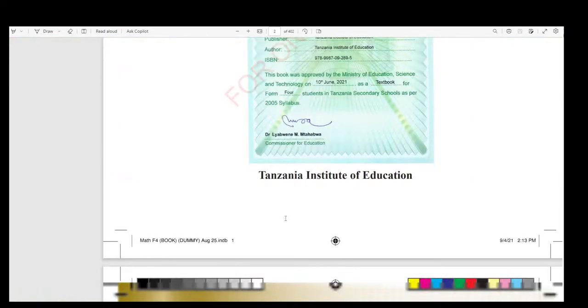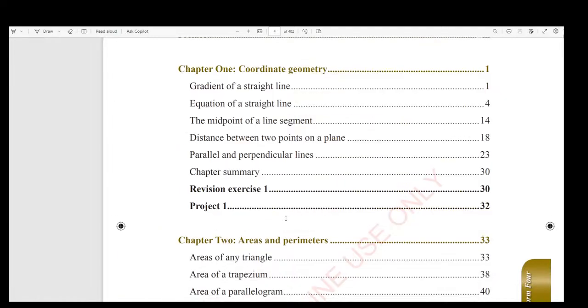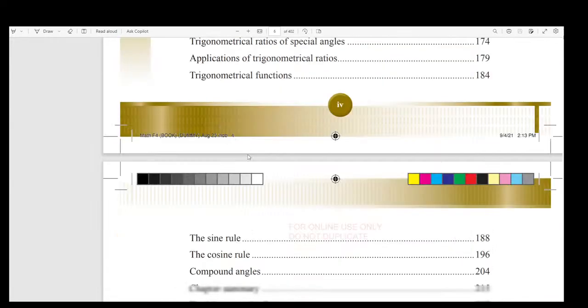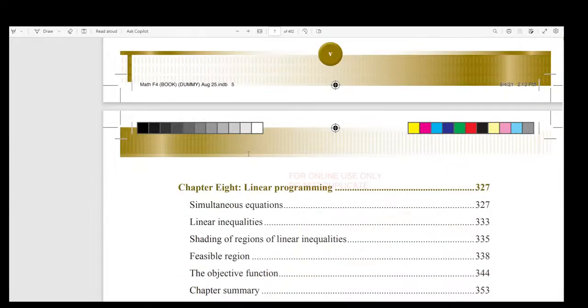So in Form 4, according to the current syllabus, we have about 8 topics. You can see chapters, chapter 1 up to chapter 8.